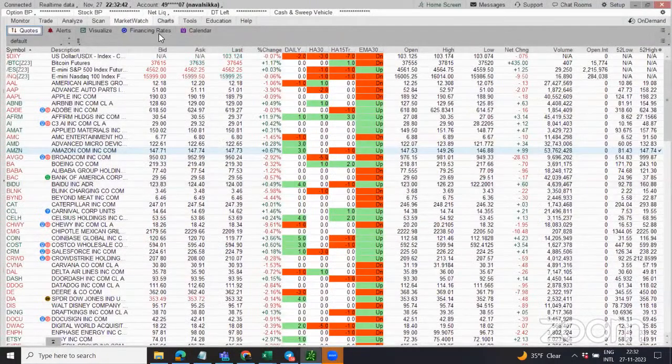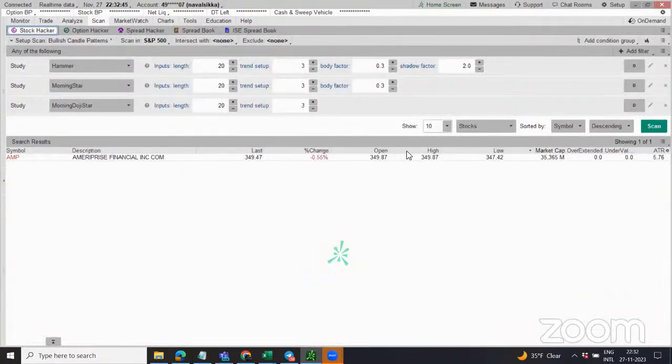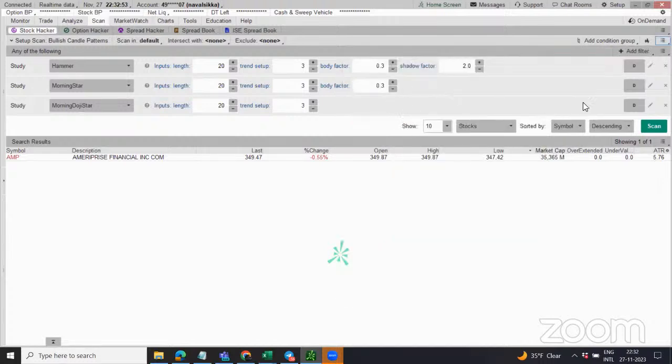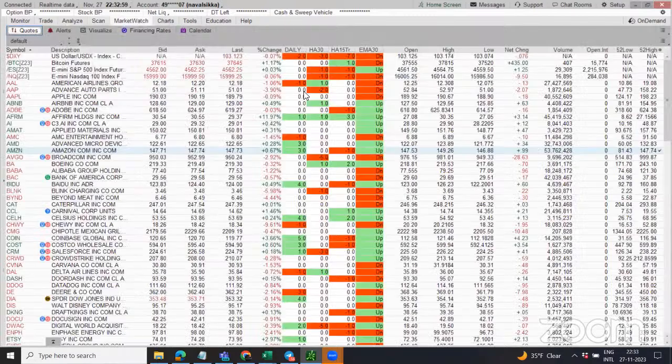Let's start from ES. No, we were completing the scan. So AMP was on the bullish side. Let's look into the bearish side if we have anything. Nothing over there. All right. So right now, this is my daily Heikin-Ashi. Anything which I'm picking, I'm going to put the Heikin-Ashi on right away from there.